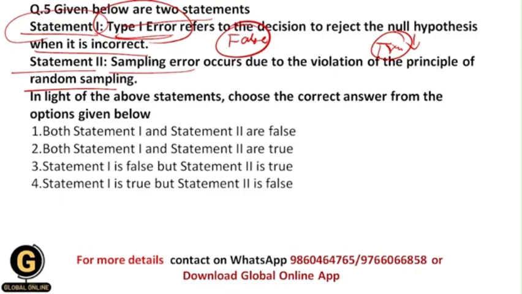And what is the second statement? Sampling error occurs due to the violation of the principle of random sampling. Basically sampling error occurs due to mistakes in the sampling techniques, or due to mistakes in choosing the wrong sample size. All of you getting? So sampling error does not occur due to the violation of the principle of random sampling, and that's why this statement again becomes false. So your correct answer should be 1 over here, because both of these statements are false.